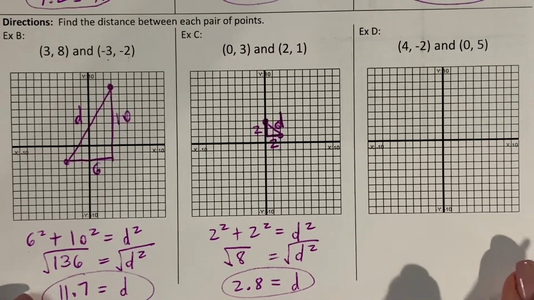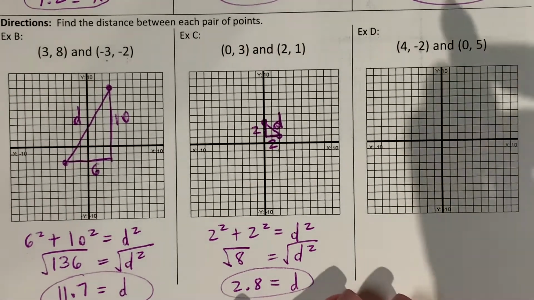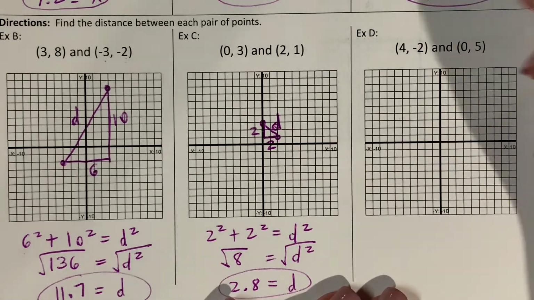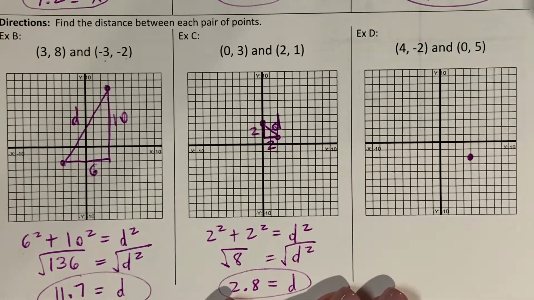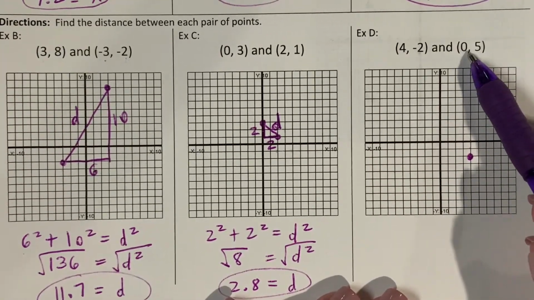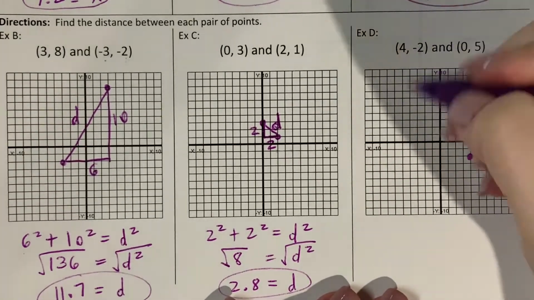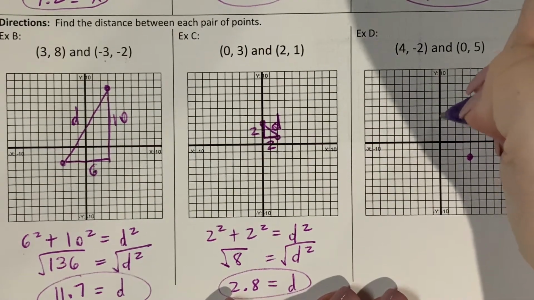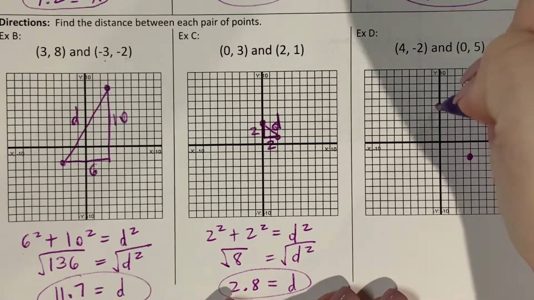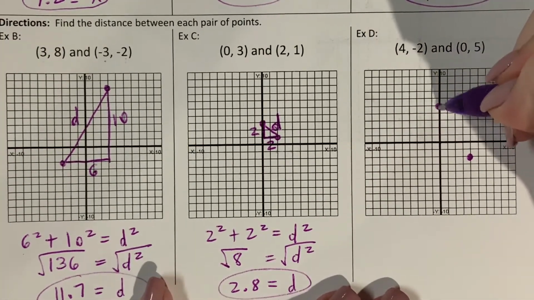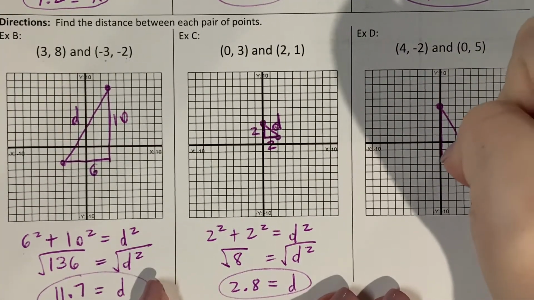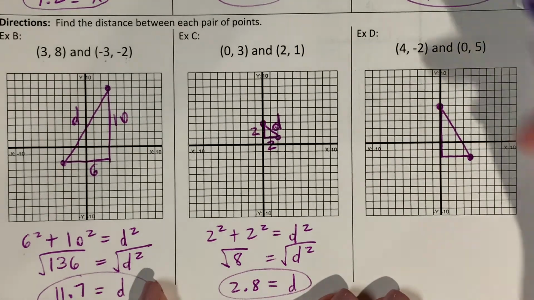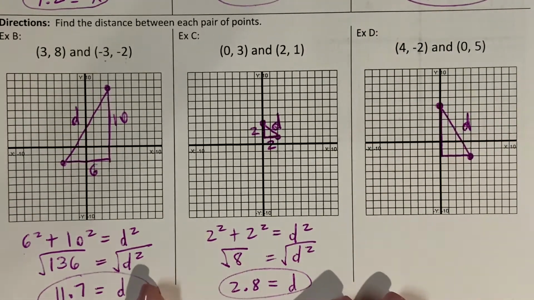And then our last example, example D, first ordered pair is 4, -2. So X is 4, Y is -2. And then my other point is at 0, 5. So X is 0, Y is up at 5. So there are my 2 points. I'm trying to find the distance between these 2 points, so I can create my right triangle and use the leg lengths to help me find this diagonal distance.